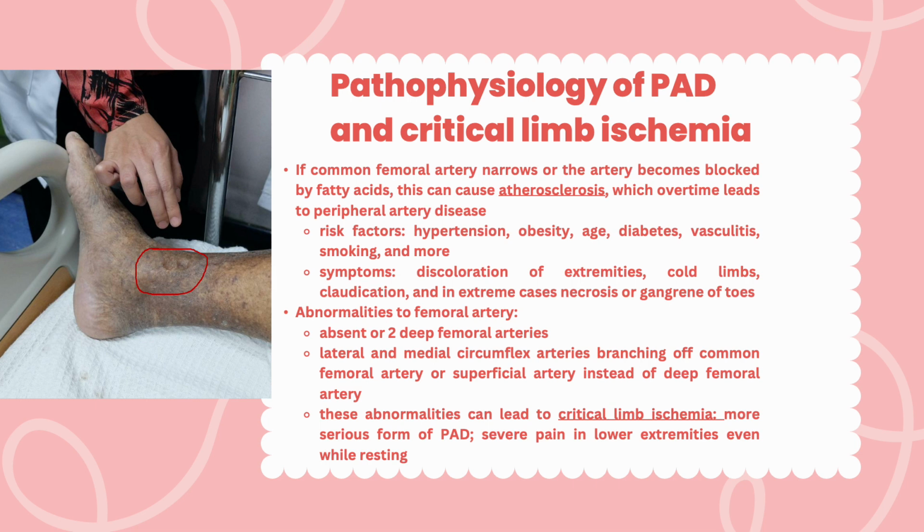Another abnormality that can be present is that the lateral and medial circumflex arteries will branch off the common femoral artery or the superficial artery instead of the deep femoral artery. These abnormalities can lead to critical limb ischemia, which is the more serious form of peripheral artery disease. And these symptoms are severe pain in the lower extremities, even while resting.